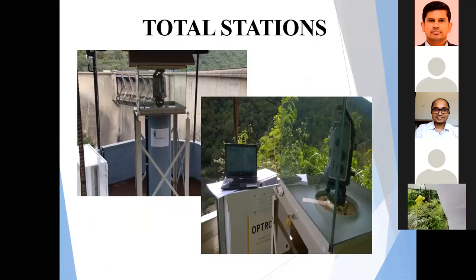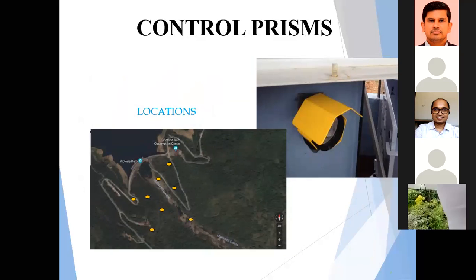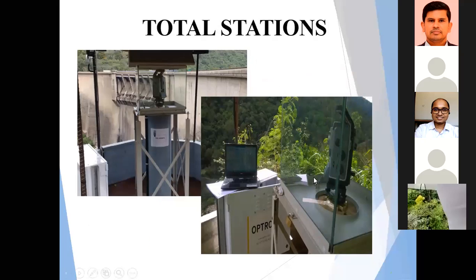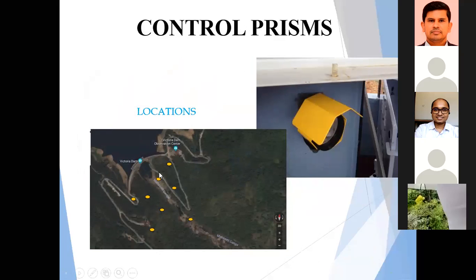We don't want any sort of movement there, so we install them on solid pillars. Apart from the prisms, we have other control prisms. 7 control prisms are located in solid positions, because from that we can check whether the total station pillar has moved or not. All these control prisms have been installed on a solid base location.